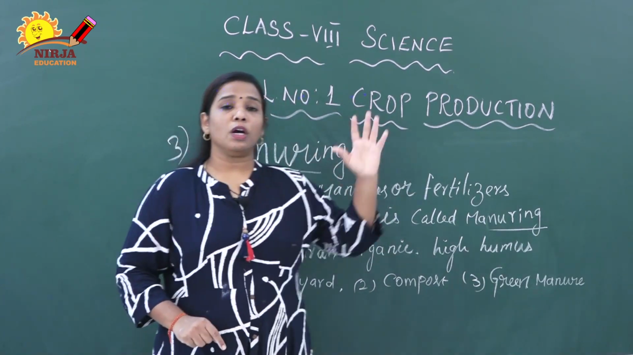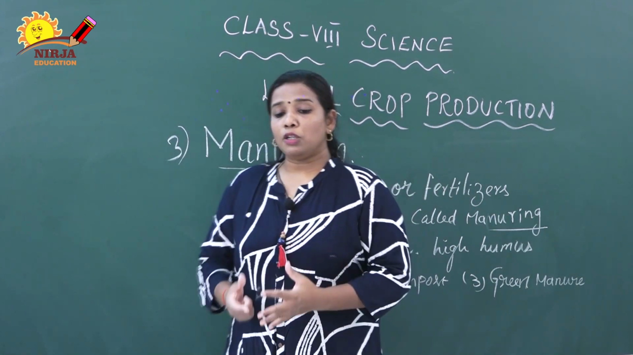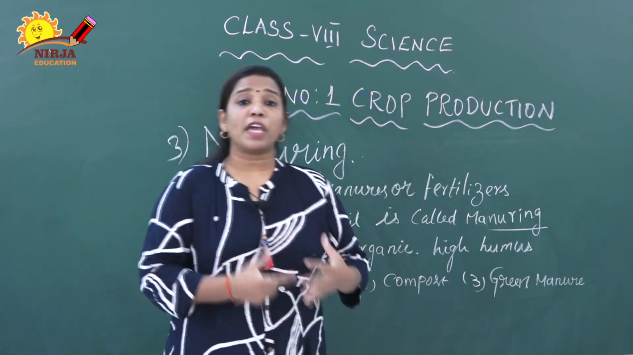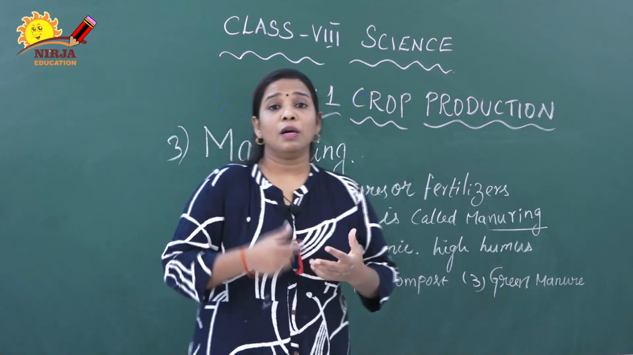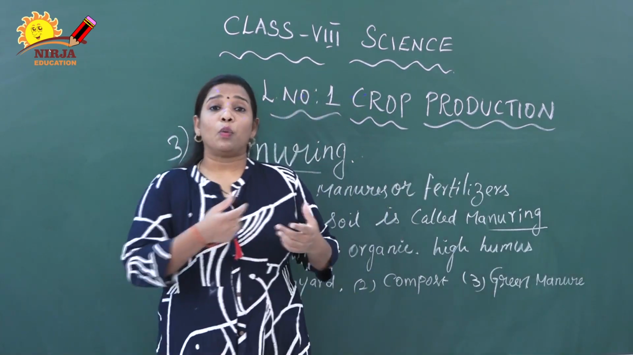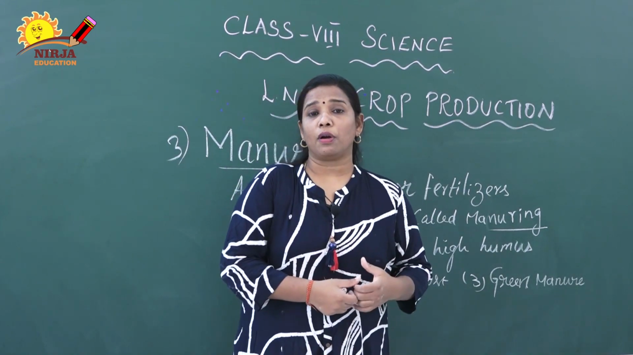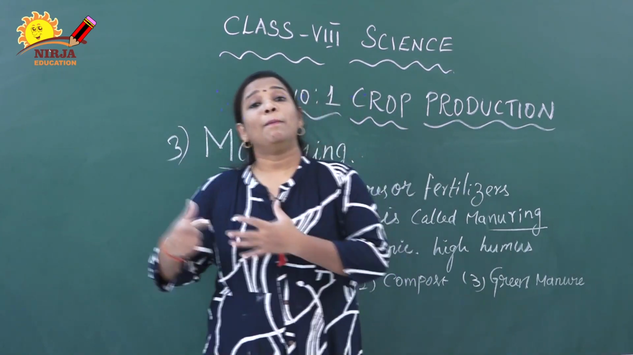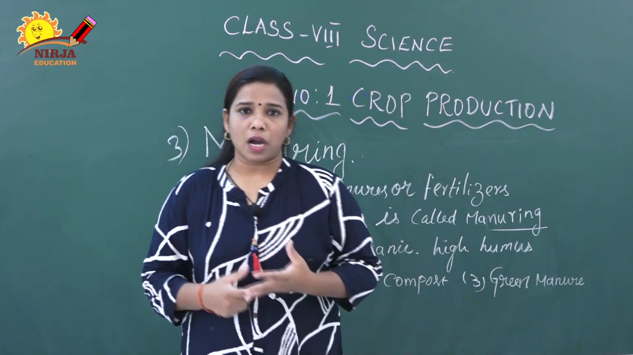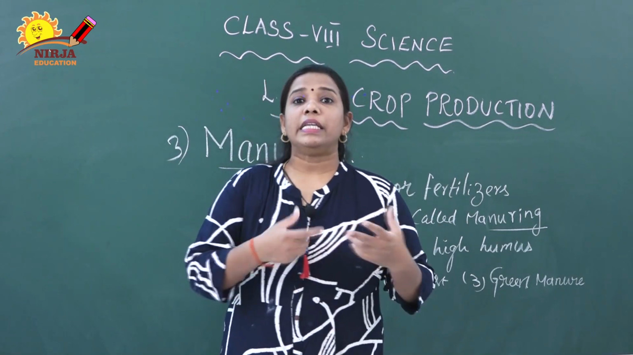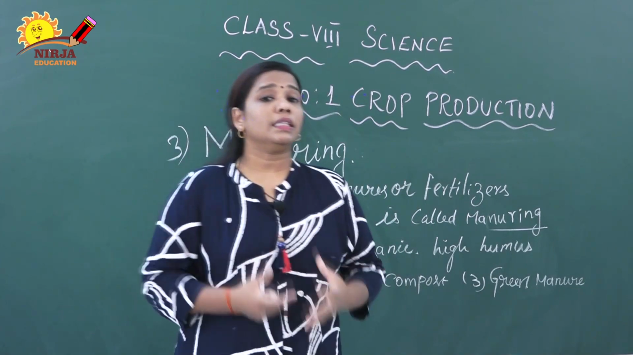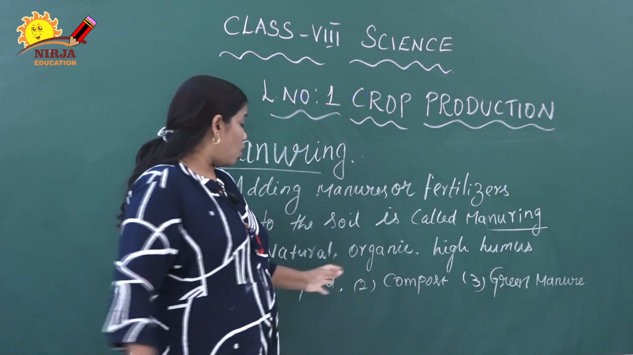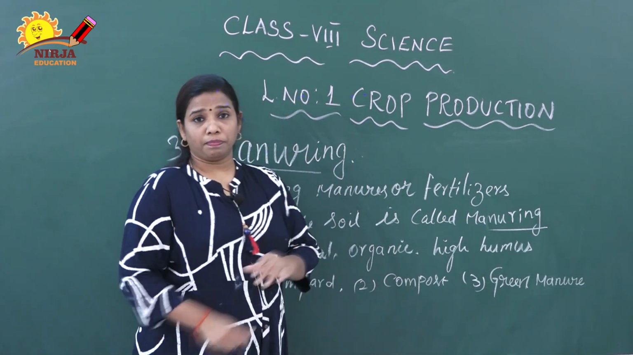What is farmyard manure? The manures are prepared from animal waste material, like cow dung, poultry droppings and other waste material of animals, as well as plant waste like straw, stems, decaying leaves. With the help of this, the manure prepared is called farmyard manure.